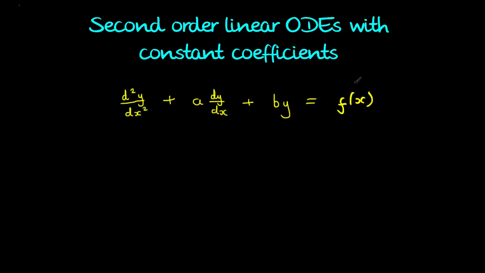And then on the right hand side we've got this function which is just a function of the independent variable x. So this function of x is what we've been calling the forcing term, or the right hand side term.